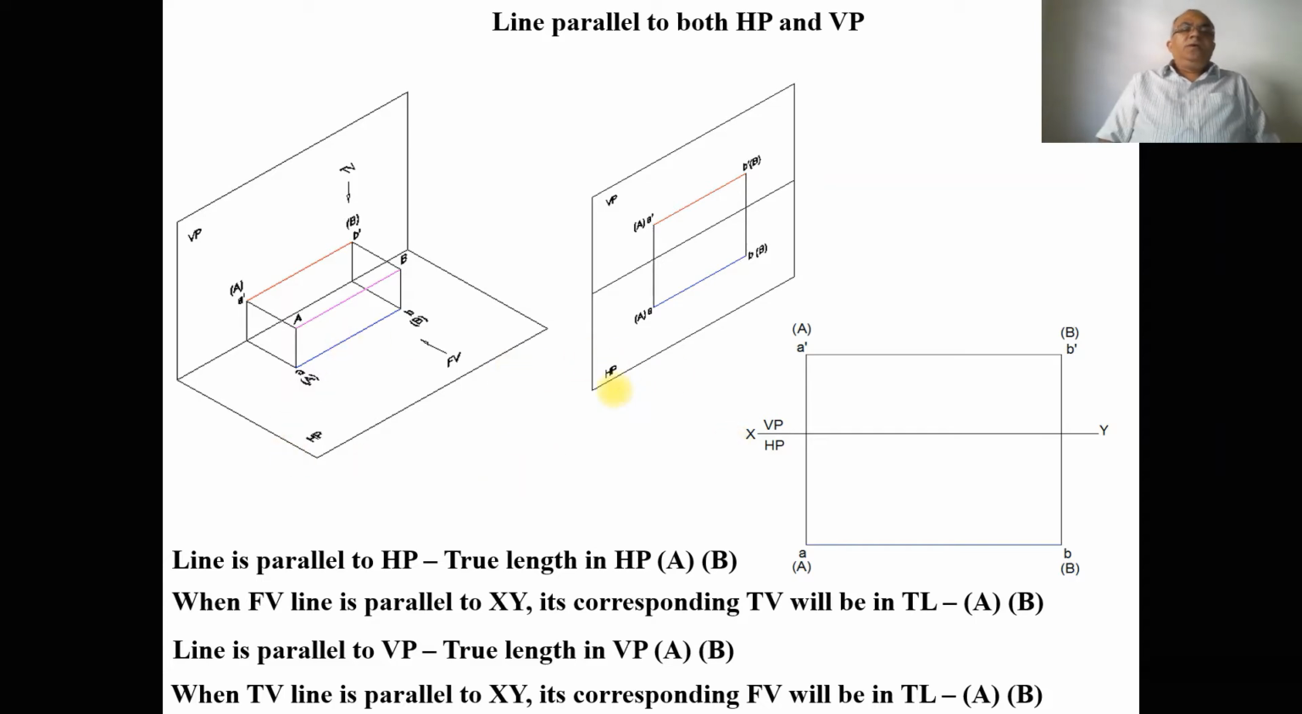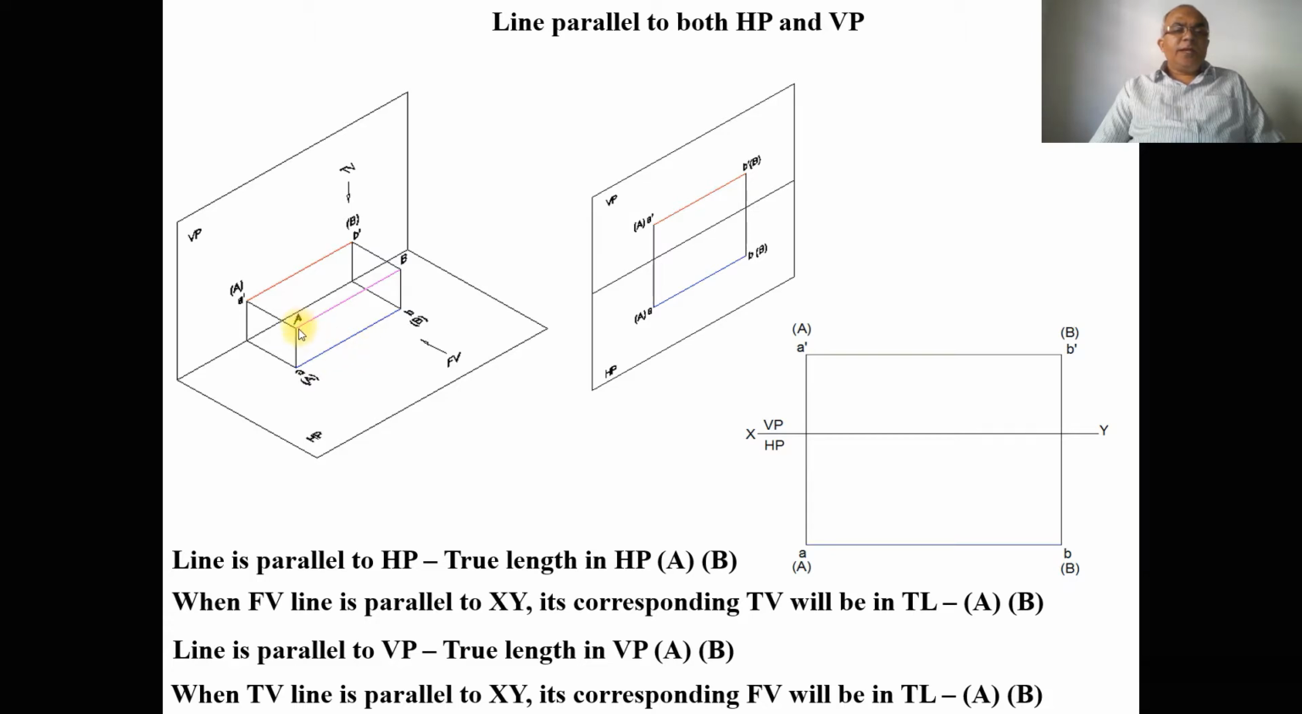the projections will be done in the first angle. So now, first we are going to consider a line which is parallel to both HP and VP. How are we going to place a line which is parallel to both HP and VP? You can see here there is a line, capital A and capital B. If you look from the front view, the line is above HP.